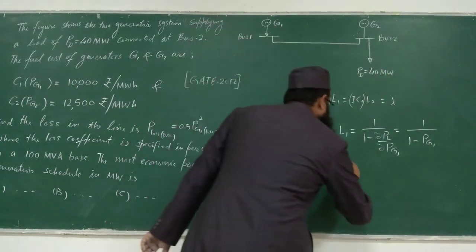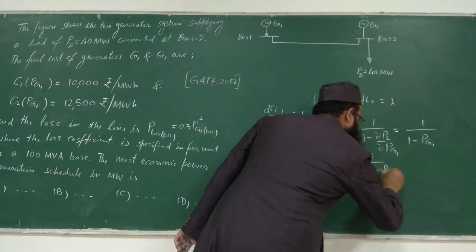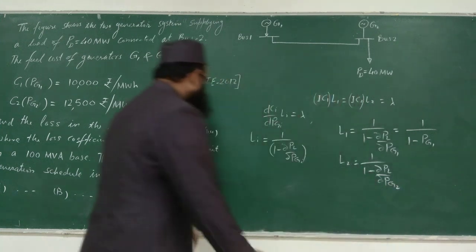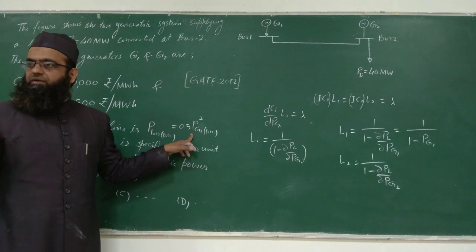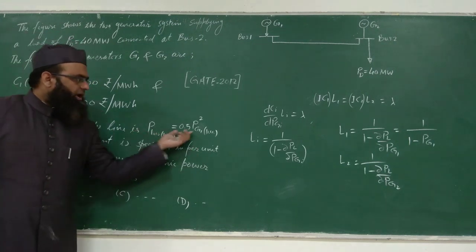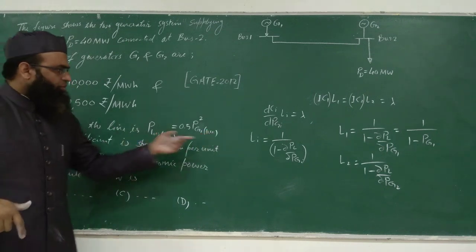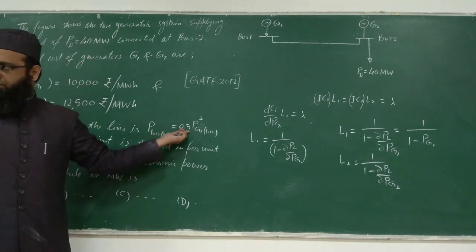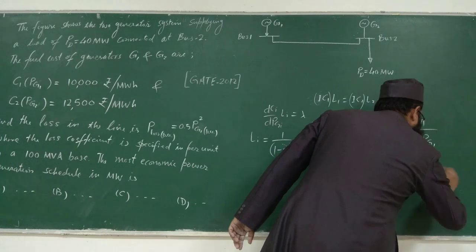What about L2? So L2 will be 1 upon 1 minus del PL upon del PG2. But PL is independent of PG2. So the partial derivative will be 0. This PL is not depending on PG2. So the partial derivative del PL upon del PG2 will give 0. Is it not? So you will write 1 upon 1 minus 0, that is equal to 1.